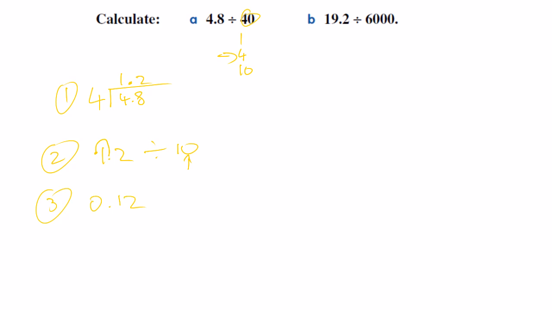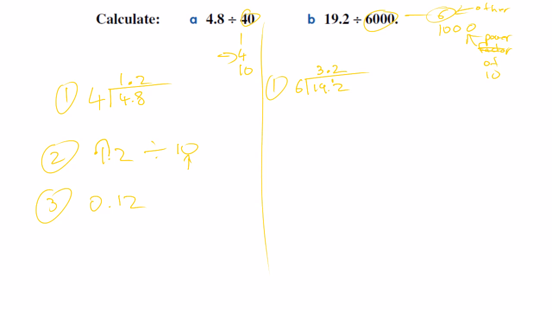Okay, so when I've got this one, my factors are going to be 6 and 1,000. This is your power of 10, and this is your other factor. So this is the one we do first. So we go 19.2 divided by 6. 6 goes into 1, it doesn't. 6 goes into 19 3 times. Put my decimal point there. I had 1 left over. 6 goes into 12 twice.